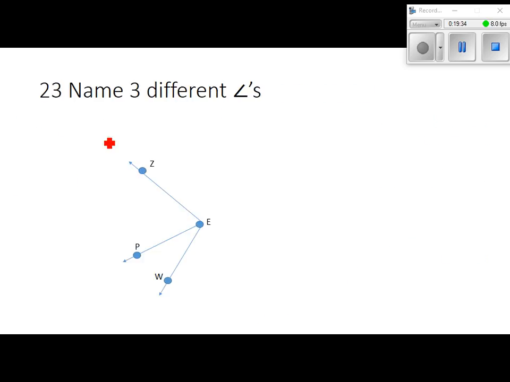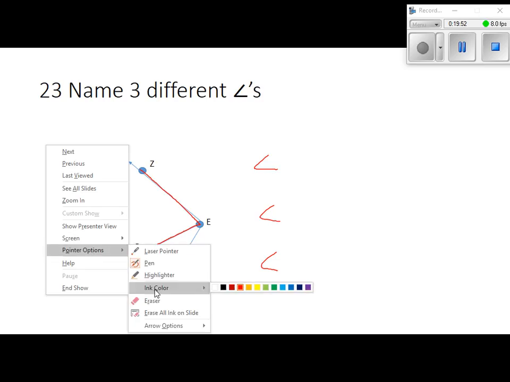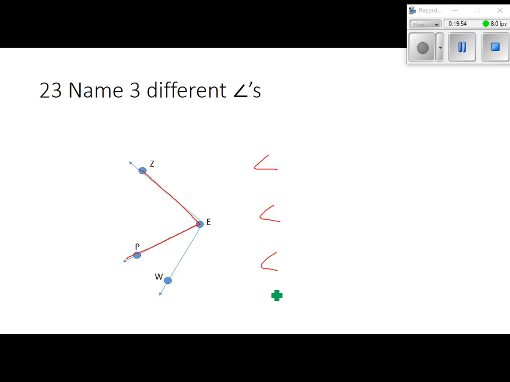23, name 3 different angles. I'm going to trace them for you, then you'd have to name them. Make sure that you use the angle symbol on all 3 of your answers. Here's the first angle. That's one of them. Second angle is this green one.